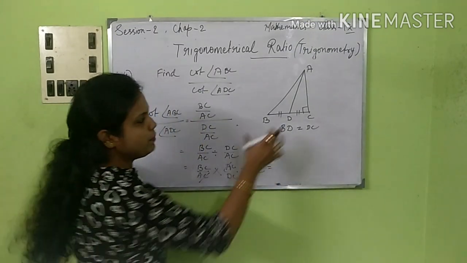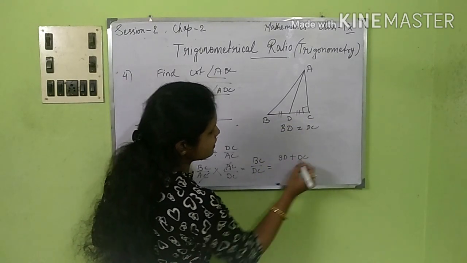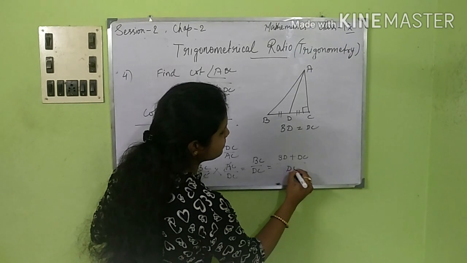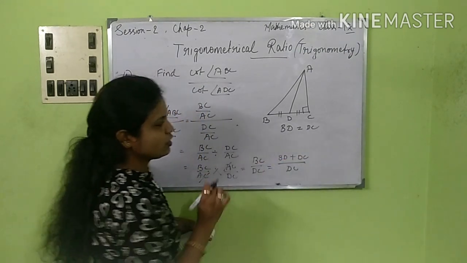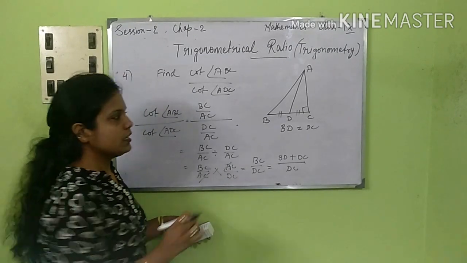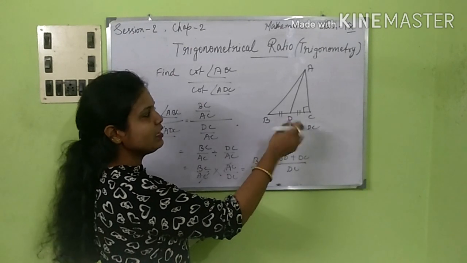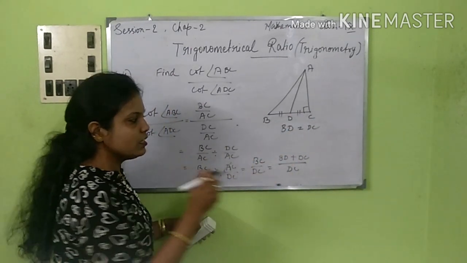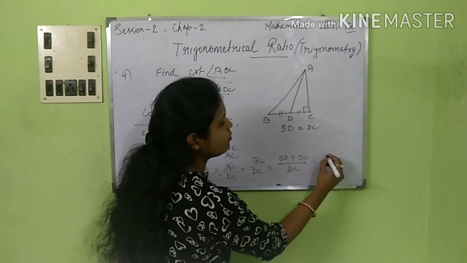Now we know BC is BD plus DC by DC, right? Now this BD and DC both are equal, right? Since these two are equal, you can either write it as BD or you can write it as DC. Since here in the denominator DC is there, I am trying to write it in the form of DC.